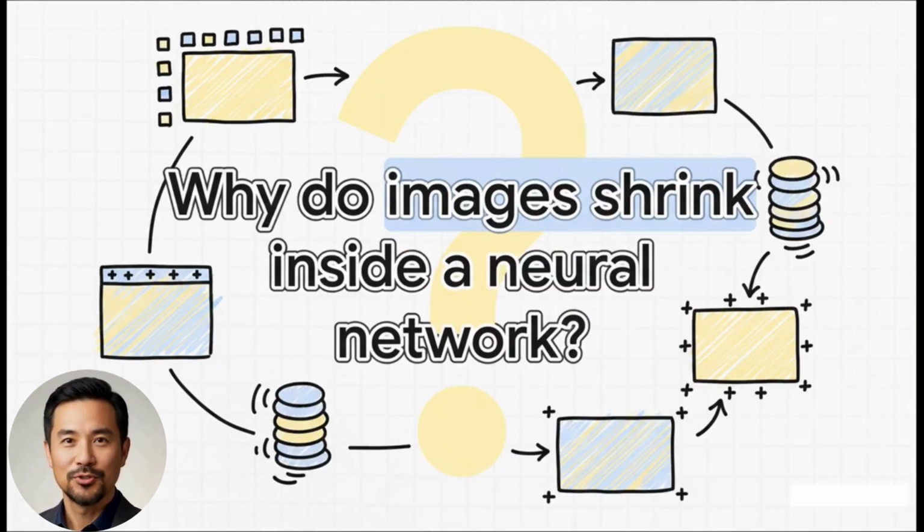And it's a bit of a puzzle, really. Have you ever wondered what happens when you feed an image into a convolutional neural network? Well, a lot of the time, the image that comes out the other end is smaller. Why would it do that?